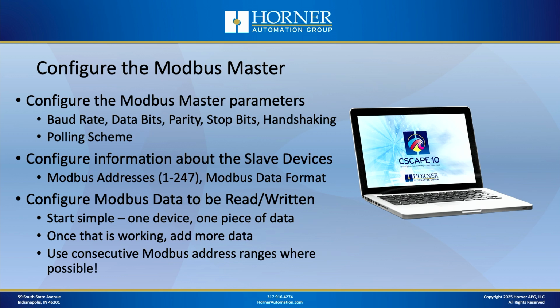Also, if possible, read or write big stretches of registers, consecutive address ranges, instead of picking and choosing a bunch of individual locations that you're interested in. So if you're interested in 40,001, 40,003, and 40,006, just read 40,001 through 40,006 in one read entry instead of having 3 separate entries. It'll be more efficient and much faster in the end.